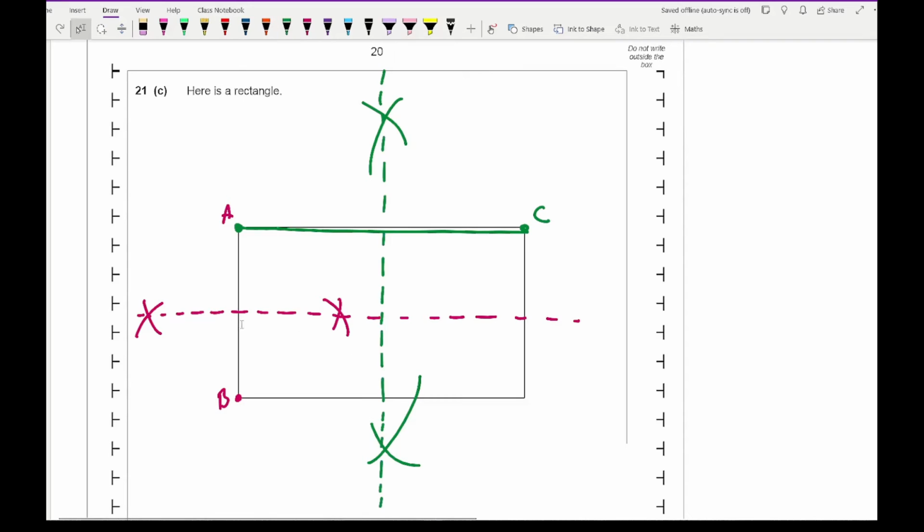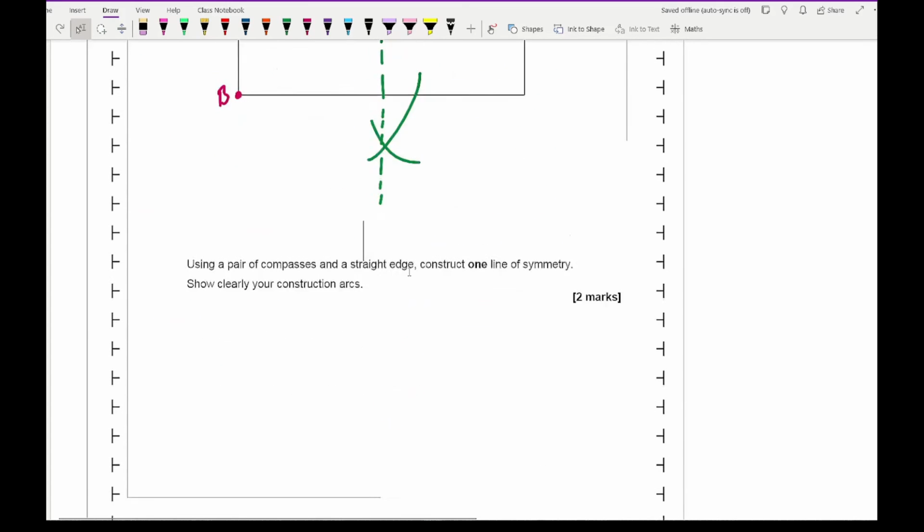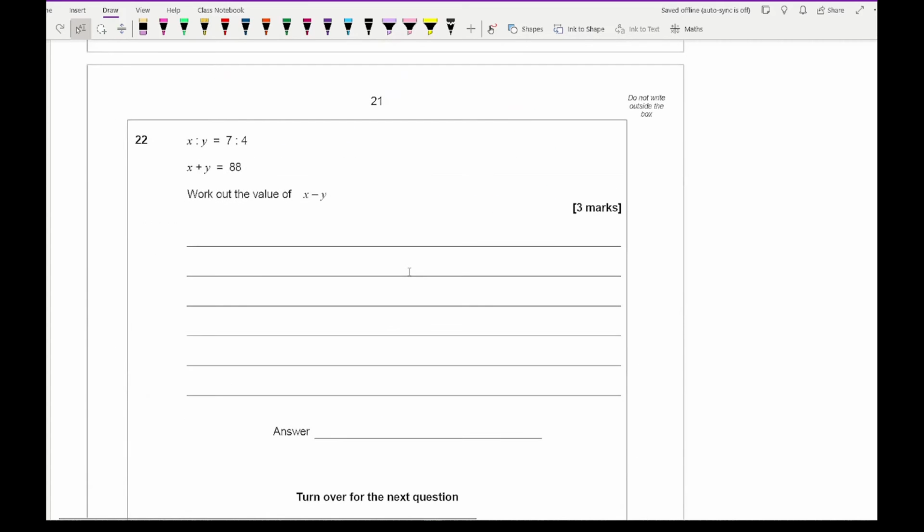So you should either have the green dashed line or the purple dashed line. And again, do not rub out your arcs because that is your working out. Then with question 22, we move on to a ratio to equations question. So here it says that the ratio of x to y is 7 to 4. x plus y is 88. Work out the value of x take away y.